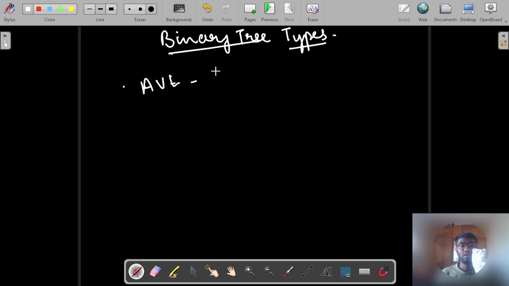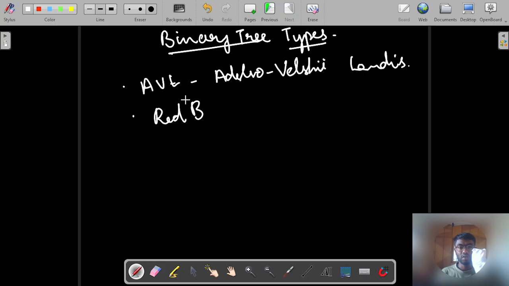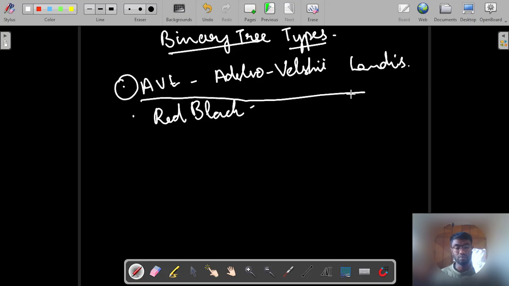AVL tree. Adelson-Velsky and Landis, right? This is one type that we are going to be looking at, and there are many other tree types. Maybe we will focus on this one, and for the other ones we will have code snippets around and just some basic definitions that we are going to talk through, just to go through it, right? It should be pretty easy to understand once we have this specific piece understood, right?